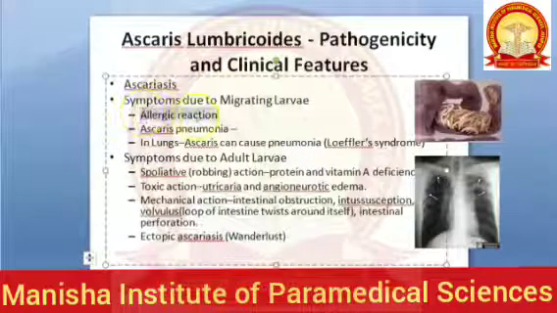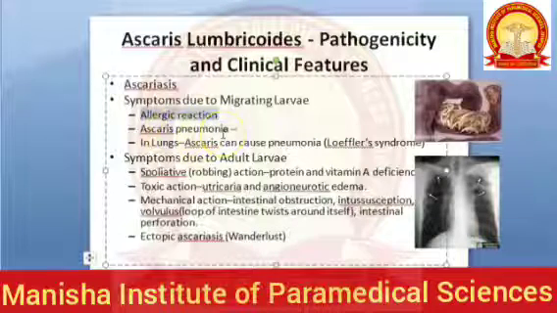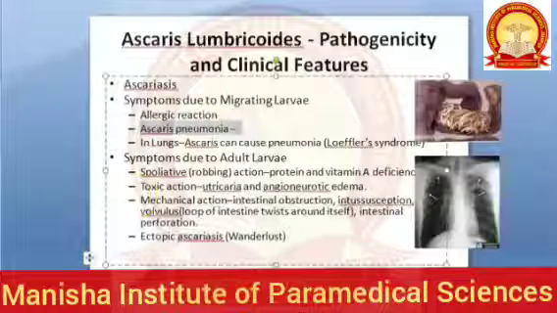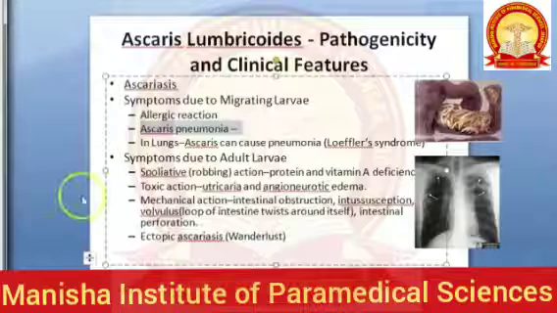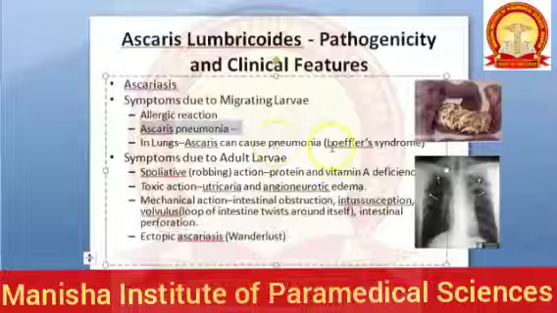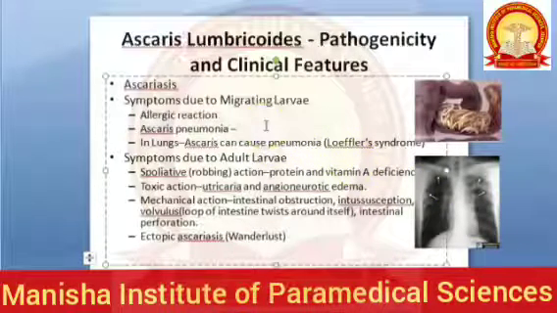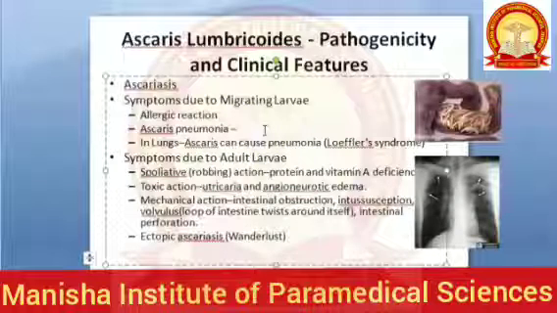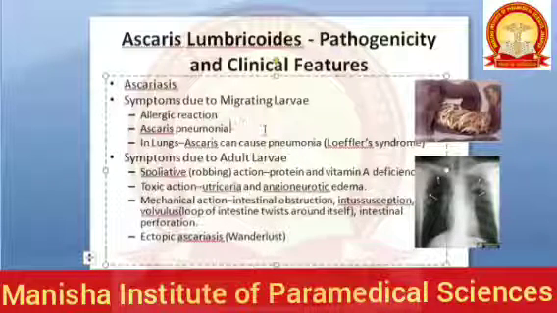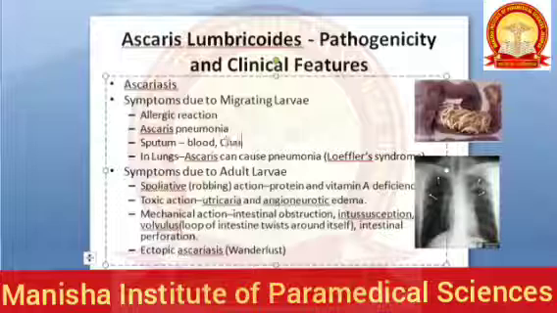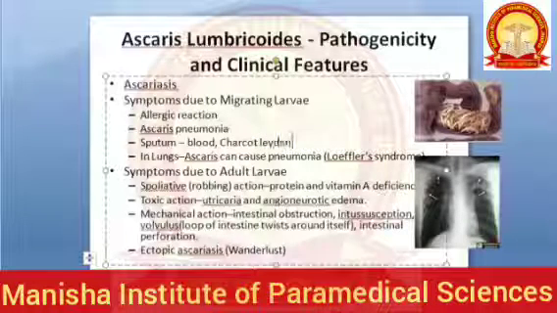Because of migrating larva, there can be an allergic reaction. And there can be Ascaris pneumonia, which is characterized by low-grade fever, dry cough, asthmatic wheezing, urticaria, eosinophilia, mottled lung infiltration on the chest radiograph. The chest radiograph, that is X-ray, you can see the mottled lung infiltration. The sputum is going to be blood tinged and may contain Charcot-Leyden crystals.